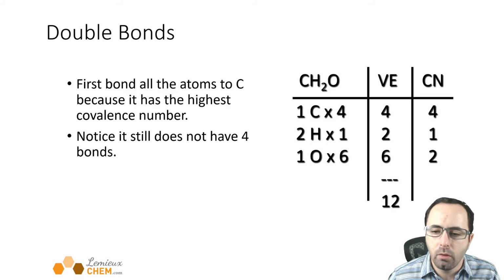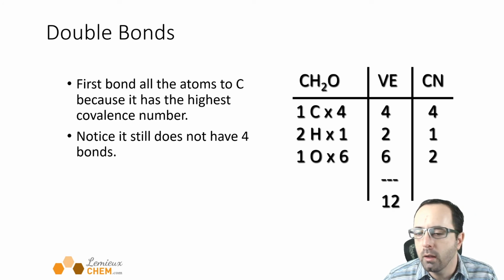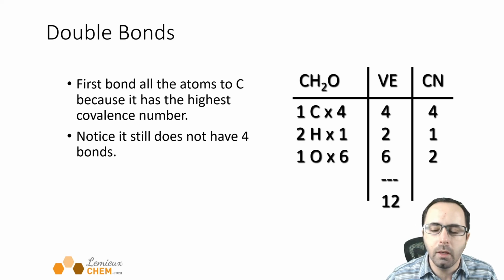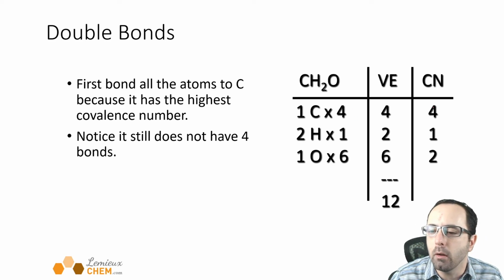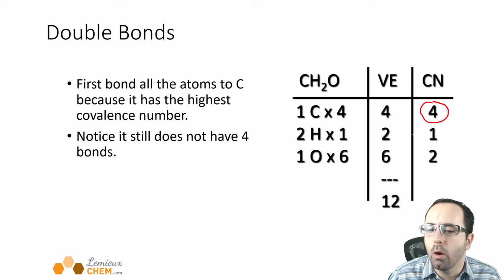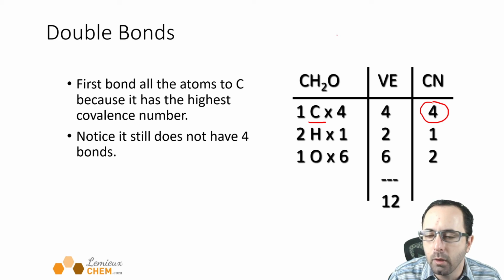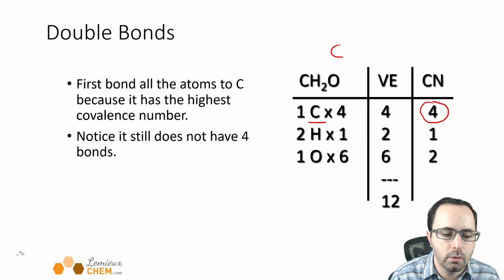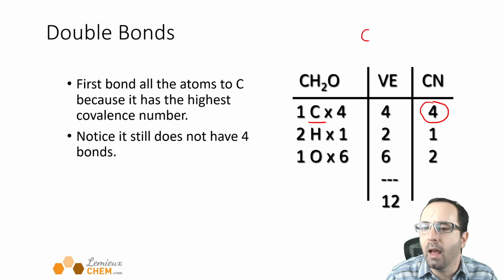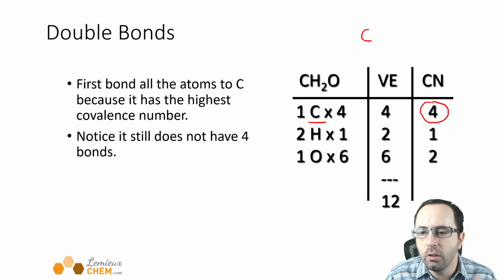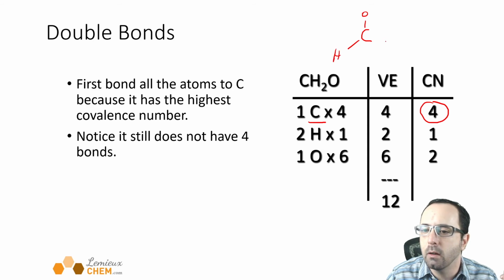Step 3. For step 3, we want to draw the skeleton, and we make sure that our element with the highest covalence number is in the middle. The highest covalence number is 4, so that means carbon's going to go in the middle. And so we'll draw carbon in the middle here. Now we want to attach the other atoms to it. The direction you attach them doesn't matter. I'm just going to happen to put oxygen here. I'll put hydrogen here. I'll put hydrogen here.